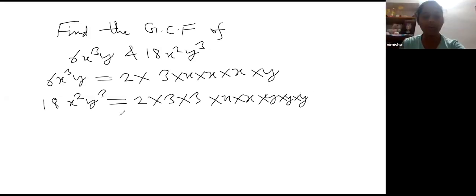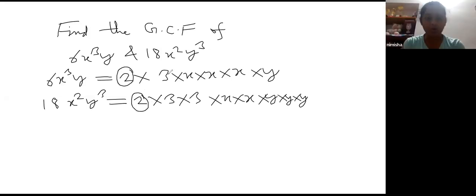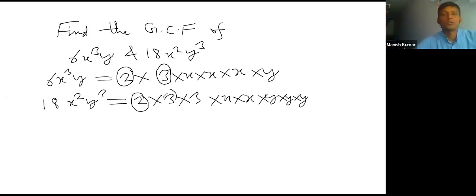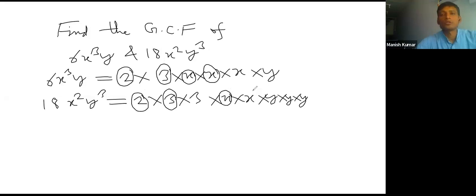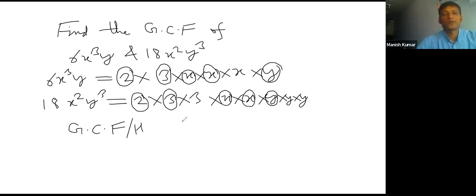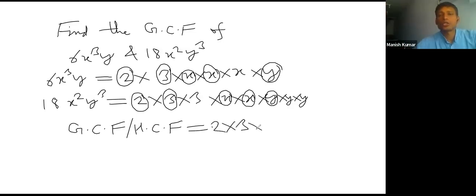Now here 2 is common in both, so we can circle this. 2 is common. Okay, then 3 is also common. Then x is common. And one more x is common. And one y is common. So GCF or HCF is equal to 6x square y. Whatever is common, we have to multiply them: 2 into 3 into x into x into y, isn't it? Write like this.